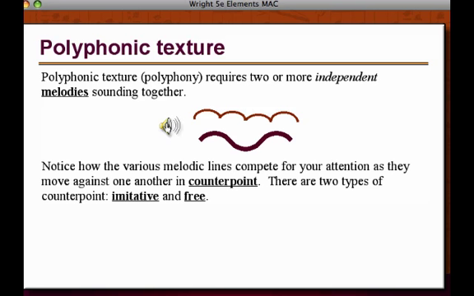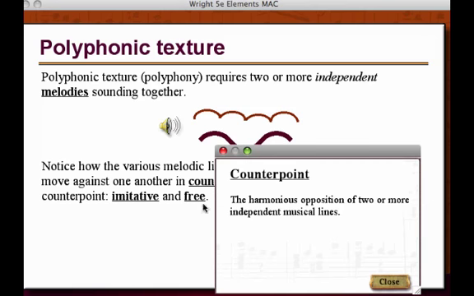Notice that the lines compete for your attention. That is an example of a polyphonic texture that is based on two unrelated ideas. You'll see this word on the screen. It says counterpoint. This is how Wright defines counterpoint. He says it's the harmonious opposition of two or more independent musical lines.